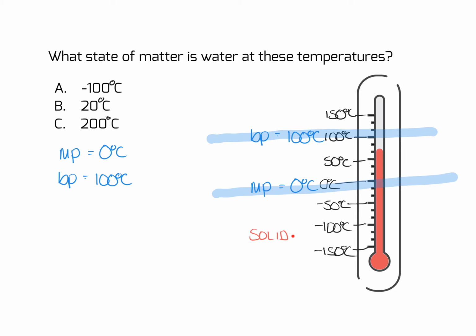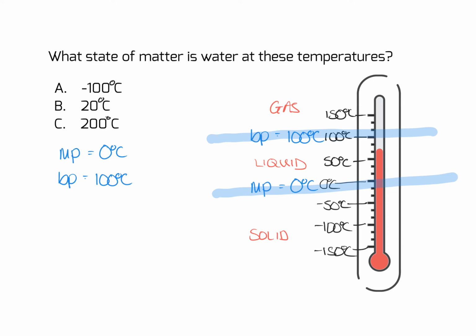If you've got a solid and you heat it past its melting point, it will melt into a liquid. And if you've got a liquid and you heat it above its boiling point, it will boil into a gas. Okay, so now all of this section of our number line is a gas, all of this section is a liquid, and all of this section is a solid.